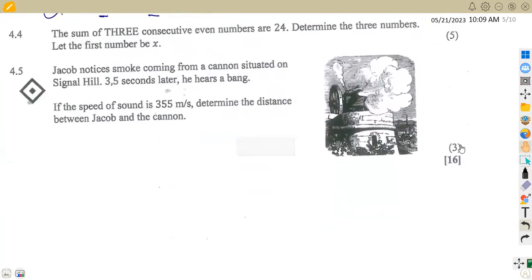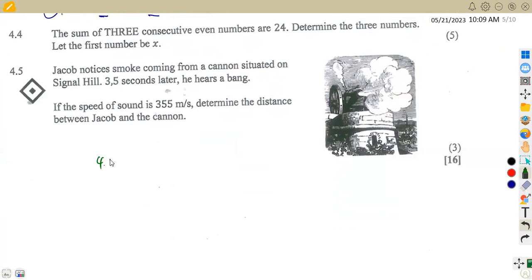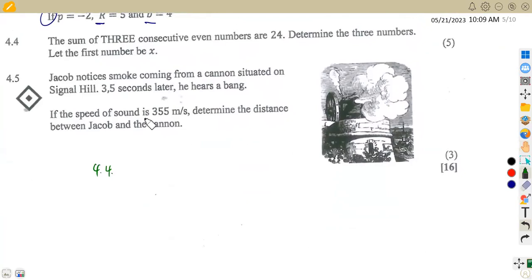That's a word problem that we got, and we've got the information that we are given. That's 4.4. All right, let's just see what we're given here. We are given the sum of 3 consecutive even numbers, consecutive, that's following each other in that manner. So we've got even numbers. Remember, even numbers are referring to 2, 4, 6, 8, and so forth. So consecutive, that's following each other in this manner. We're given that the sum of these consecutive even numbers is equal to 24.